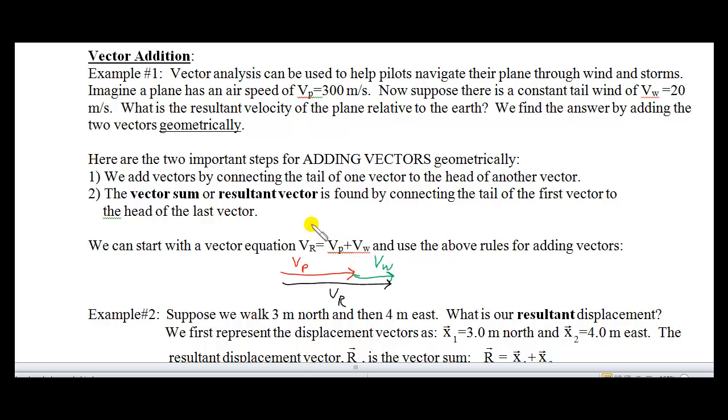Now, to get the resultant, the vector sum or resultant vector is found by connecting the tail of the first vector to the head of the last vector. And that's what I've tried to show right here. I've moved it down a little bit so you can see it. But here's the tail of my first vector, v sub p, and I've connected that all the way to the head of my final vector, v sub w. So this now is my resultant. And of course, that resultant in this case would simply be the algebraic sum, that is 300 plus 20, or 320 meters per second. Okay, let's continue.